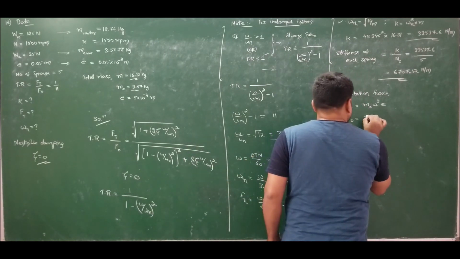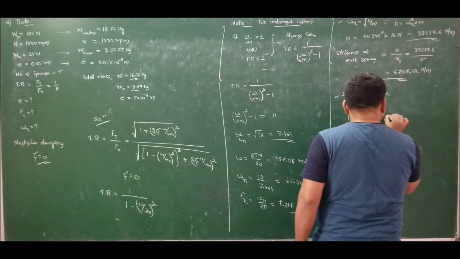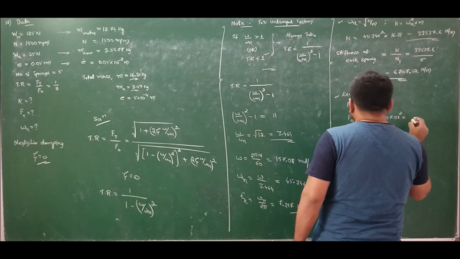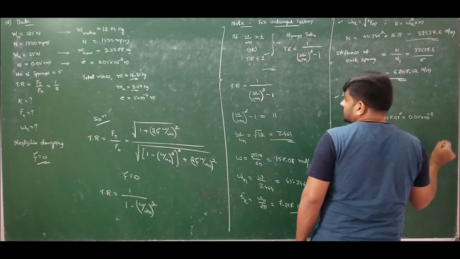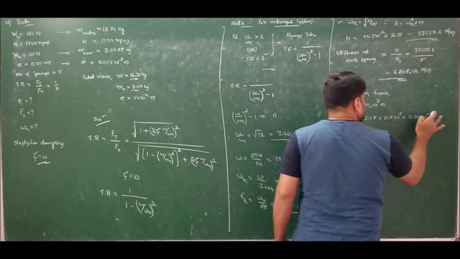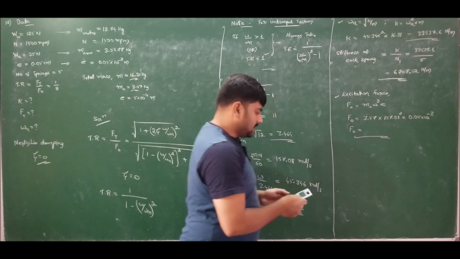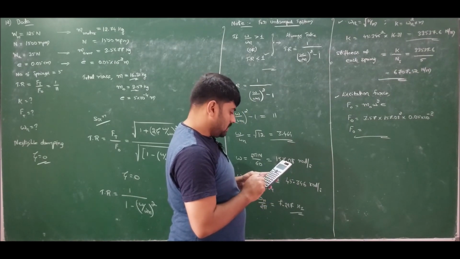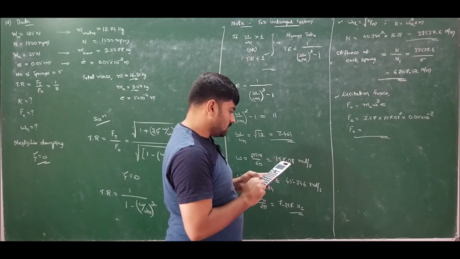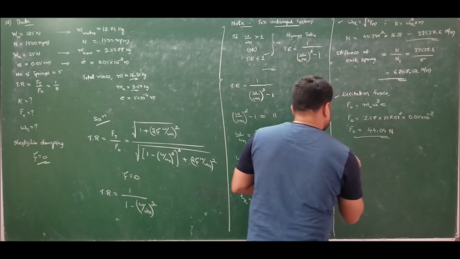Eccentric mass is 3.57 into omega, which is 157.08 square, into eccentricity 0.05 into 10 to the power of minus 2 meters. So if I solve, I'll get the excitation force as 3.57 into 157.08 square into 0.05 into 10 to the power of minus 2. The excitation force is 44.04 newtons.